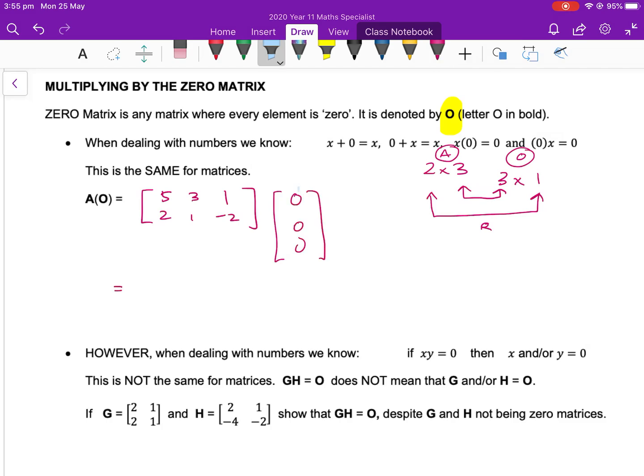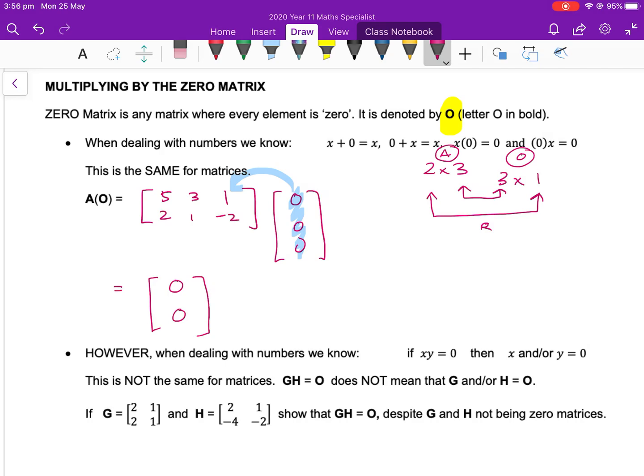So this column is going to be multiplied onto the first row and then onto the second row. And that's going to give us our 2 by 1. We're going to get 5 times 0 plus 3 times 0 plus 1 times 0, which will give us 0. And 2 times 0, 1 times 0, negative 2 times 0 is 0. And we end up with a 2 by 1 resulting 0 matrix. So just like numbers, when you multiply any number by 0, you get 0.